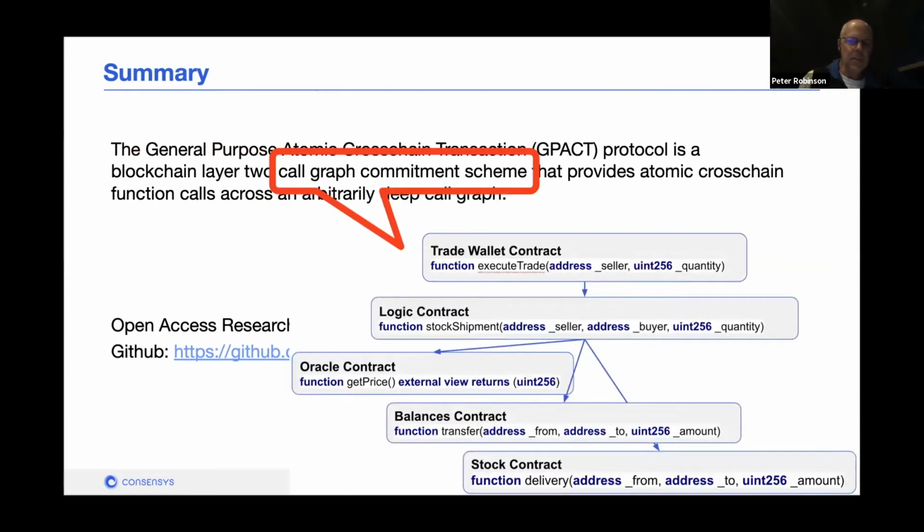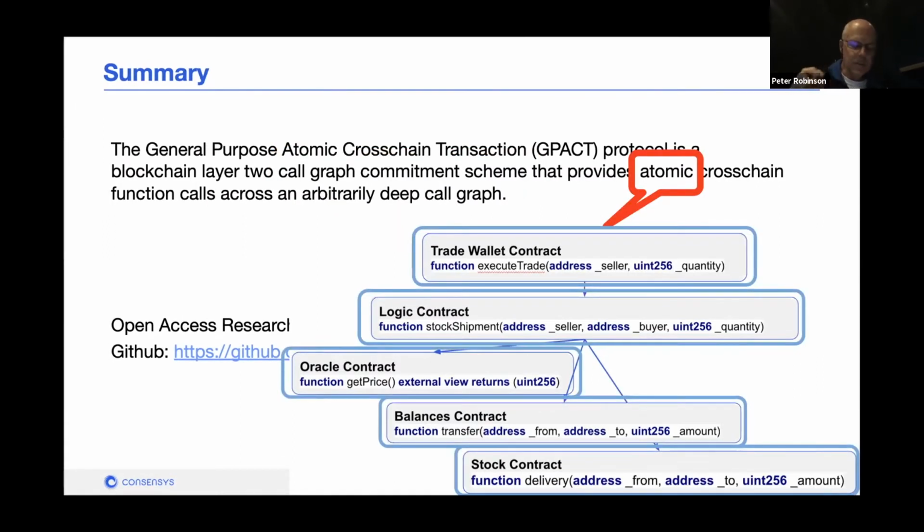Call graph commitment scheme, by that I mean that you have a set of function calls where one function calls another function and that function can call other functions as well. And what you do is you commit to executing that call graph. So you work out what values you're going to be passing in and you work out what changes you expect to be making, and then you commit to that. And then assuming what you commit to is what you actually execute, then it's all going to work fine.